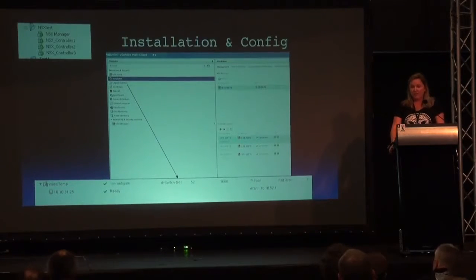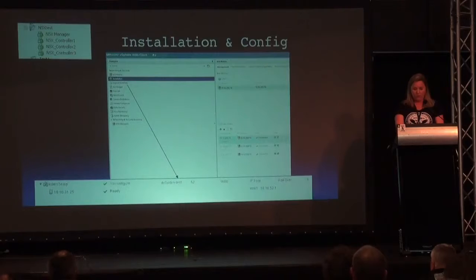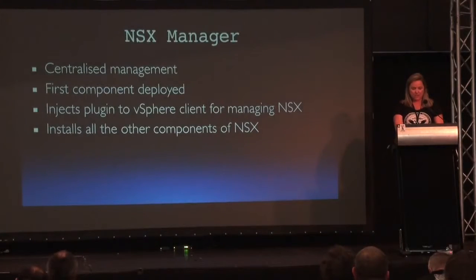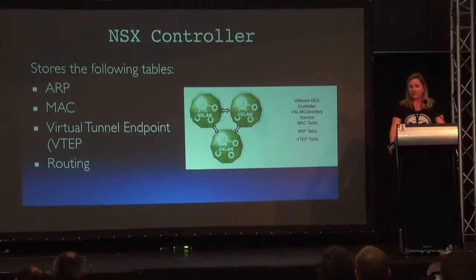You pretty much just download the NSX Manager, deploy the VM, and it starts deploying all the components for you. You pick a distributed virtual switch that you want to deploy it to, and it just adds the modules in for the functionality. NSX Manager is the centralized management for NSX. It's the first component you deploy. As soon as you've deployed it, it injects a plugin into vCenter, so you get a new menu option that allows you to configure and manage NSX, and then it goes and installs the rest of the components of NSX. So the NSX Controller is the beefy VM that needed 4 cores.